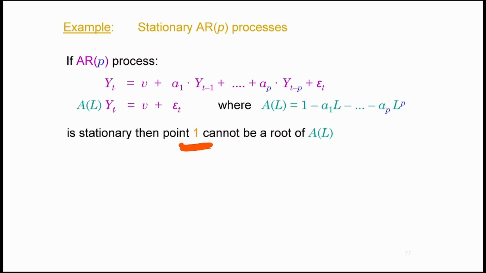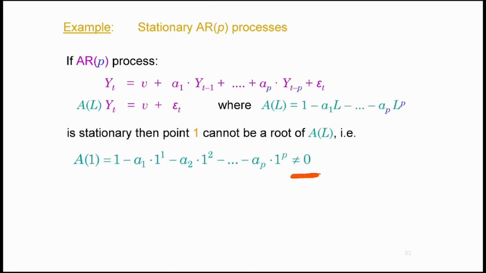All right, you understand? Now, this means that 1 cannot be a root. So if you put 1 into the lag polynomial, you cannot get 0 out of that. It's going to be impossible. If it was 0, then the process would not be stationary, guys. You understand?